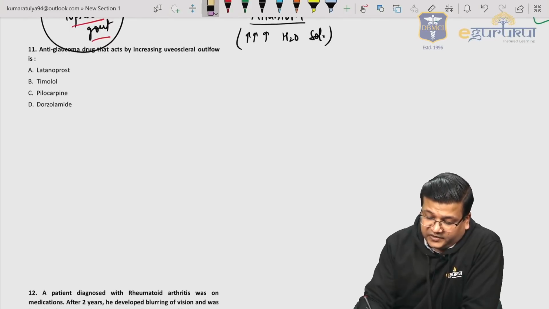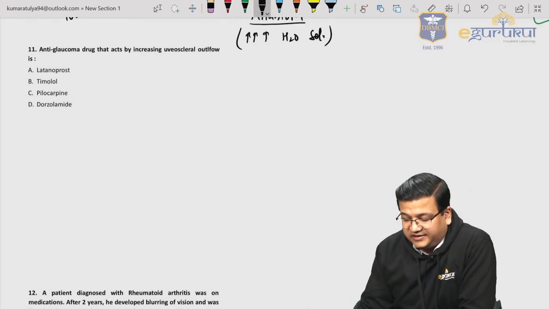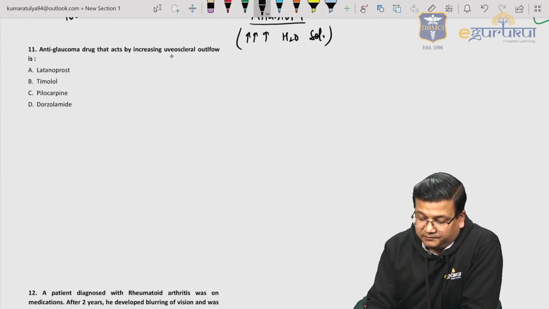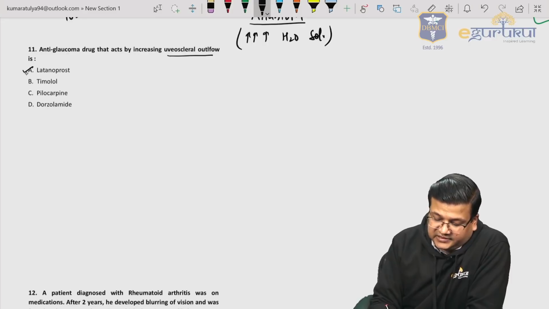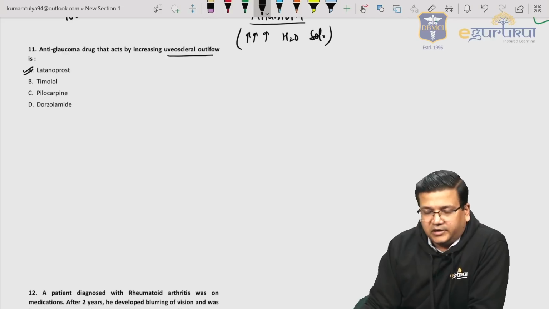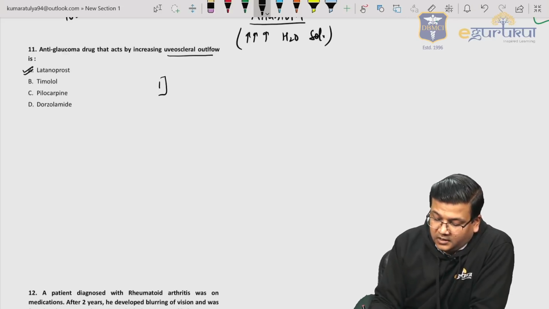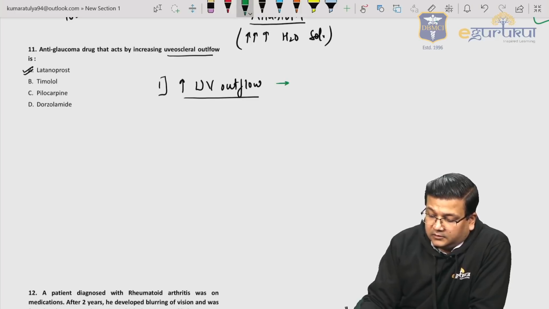Question number 11, anti-glaucoma drug that acts by increasing uveoscleral outflow. I think this is one of the simplest question that can be asked in pre-PG examination. So answer is very simple, latanoprost. So I'll just focus on drugs that increase some kind of outflow. So number 1, increase in uveoscleral outflow.